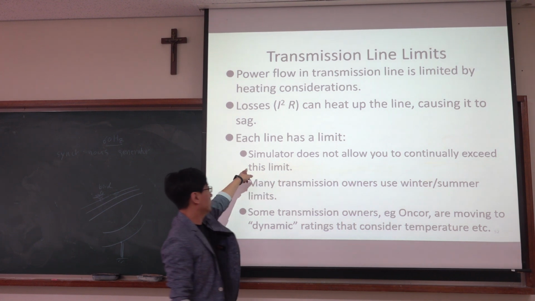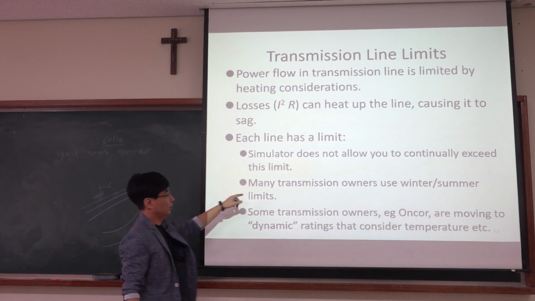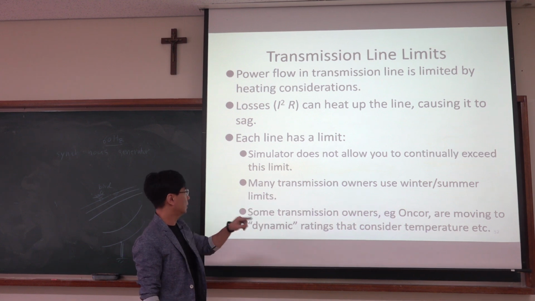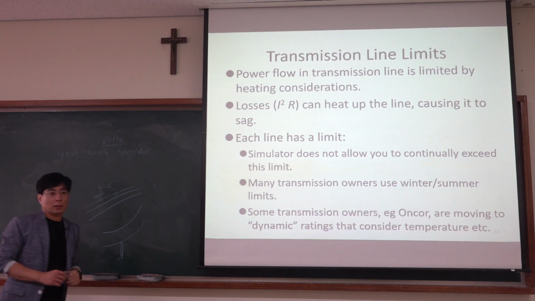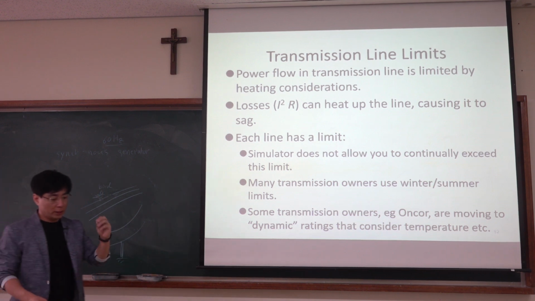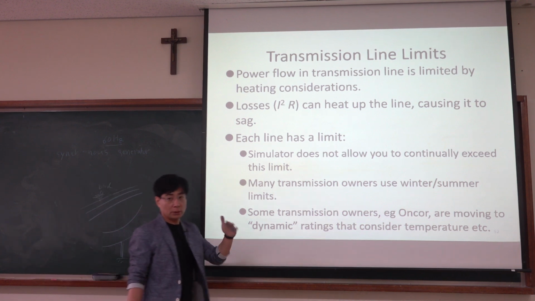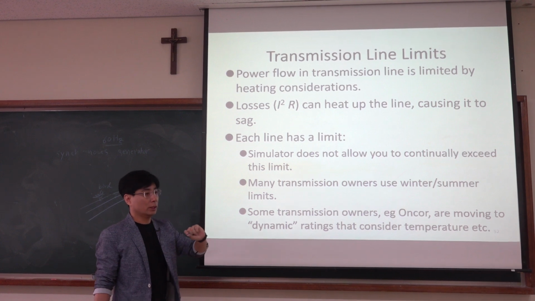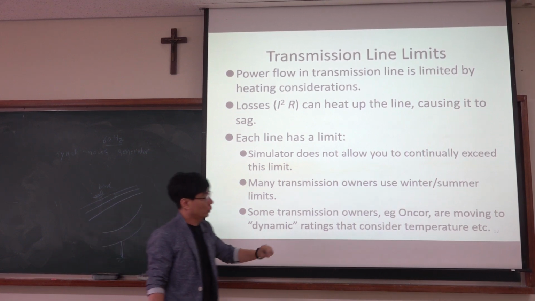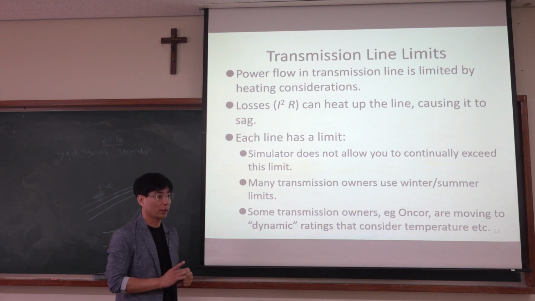Each line has a limit. The simulator does not allow you to continually exceed this limit. Many transmission owners use winter-summer limits. What does this imply? The problem of overcurrent is heat. But in winter, the temperature is low. So for the same amount of current, less heat is generated. So in winter, for the same line, we can transmit more power.